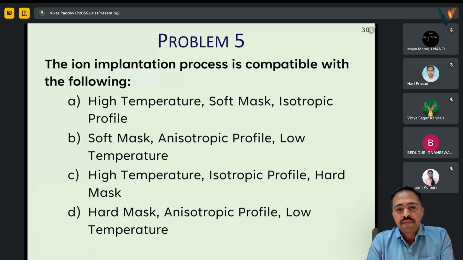Yes, you are saying something, sir. Will chamber temperature affect the ion implantation? Yes, but the chamber, you see, it is a very big setup.